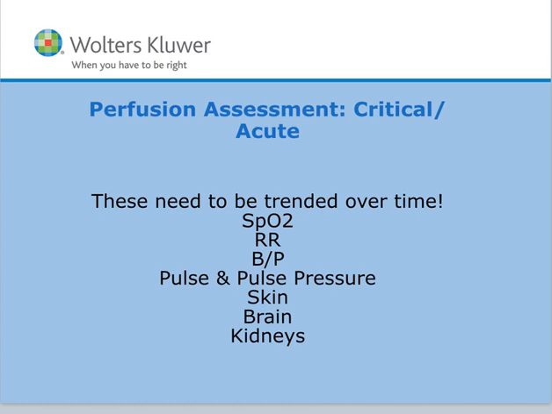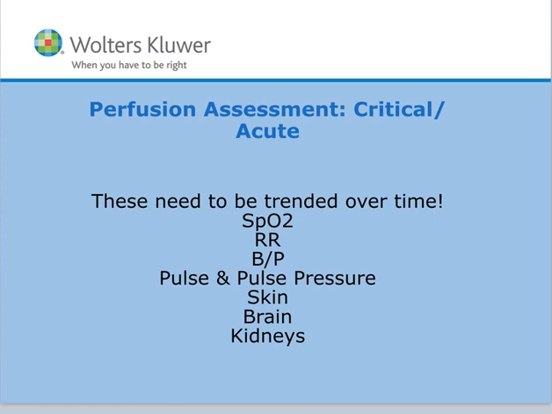And then lastly on this slide, kidneys. Kidneys are one of the best ways to monitor perfusion, and they must have 0.5 milliliter per kilogram per hour at a minimum. Preferred is greater than 1 milliliter per kilogram per hour. Back in the day, we used to say a minimum of 20 to 30 milliliters per hour, but that's not quite as accurate as doing a weight-based calculation.